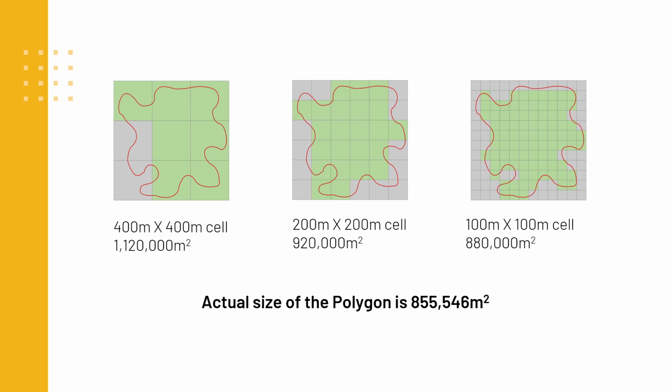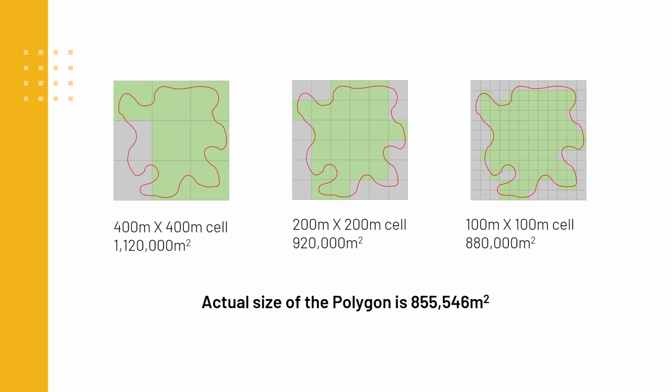Okay. If you take a look at the middle example, these would be a representation of 200 meter by 200 meter cells trying to represent that same polygon. In this case, you can see the shape looks a little bit closer to the polygon we're trying to represent. You can also see that the area, although not perfect, is getting better and more similar to what the actual area is.